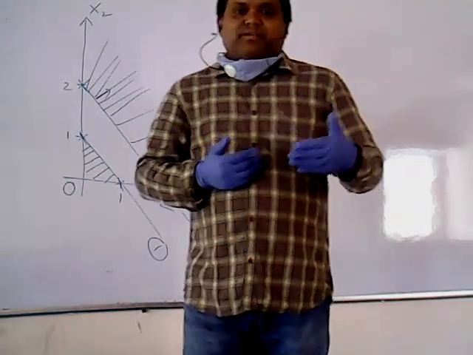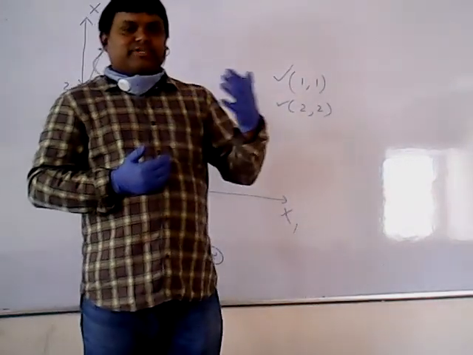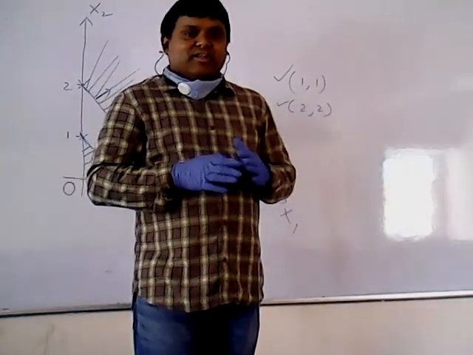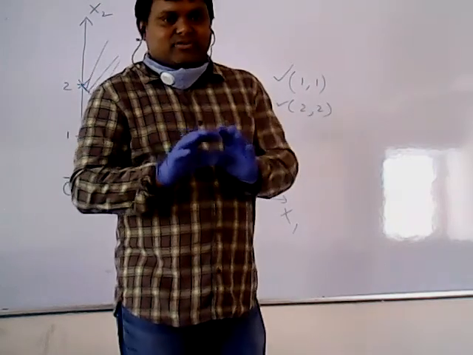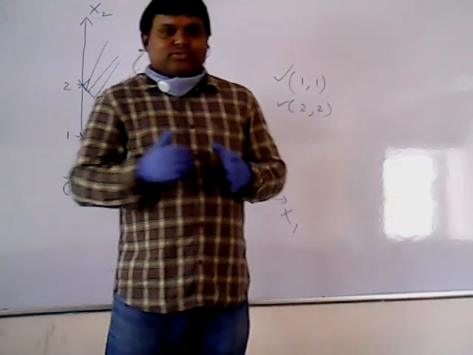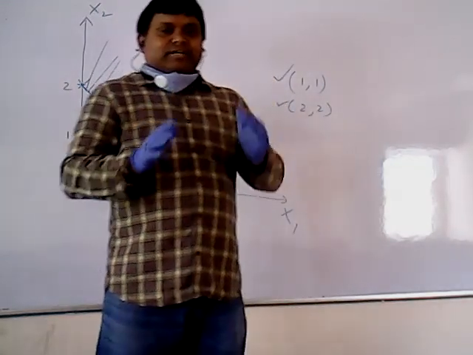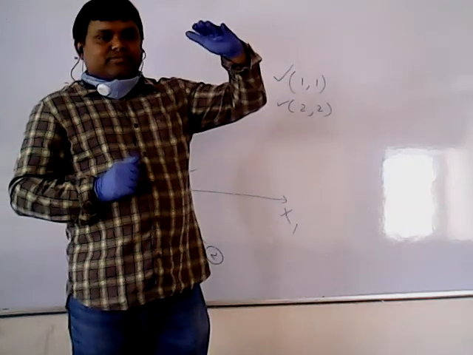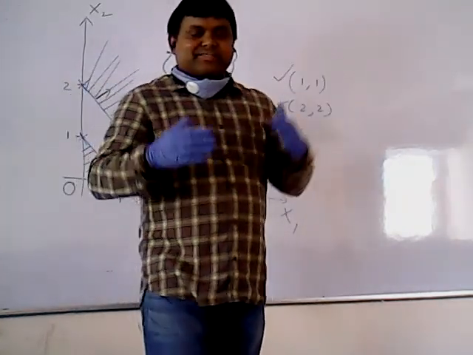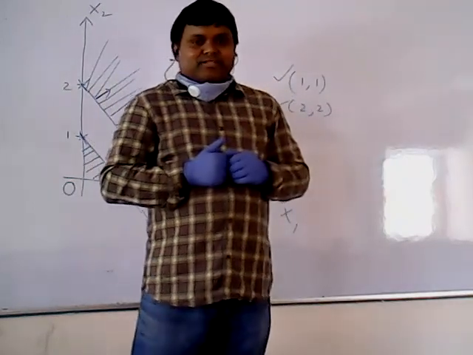So simplex method means ordinary simplex method. Ordinary simplex method means the objective function is maximization or minimization, and all the constraints are only less than or equal to. That is called the ordinary simplex method. In the ordinary simplex method, all slack variables will come. So the first model is: the objective function is either maximization or minimization, and constraints are only less than or equal to. So we will use the ordinary simplex method.